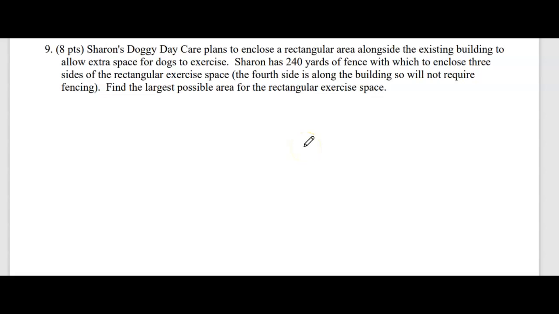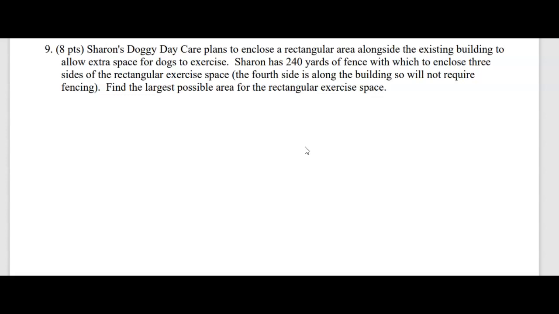Sharon's doggy daycare plans to enclose a rectangular area alongside the existing building to allow extra space for dogs to exercise. Sharon has 240 yards of fence with which to enclose 3 sides of the rectangular exercise space. The 4th side is along the building, so will not require fencing. Find the largest possible area for the rectangular exercise space.